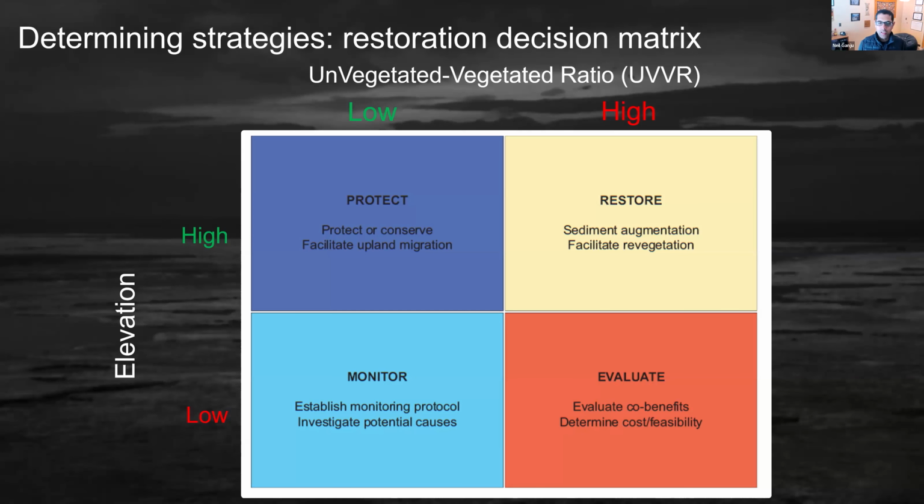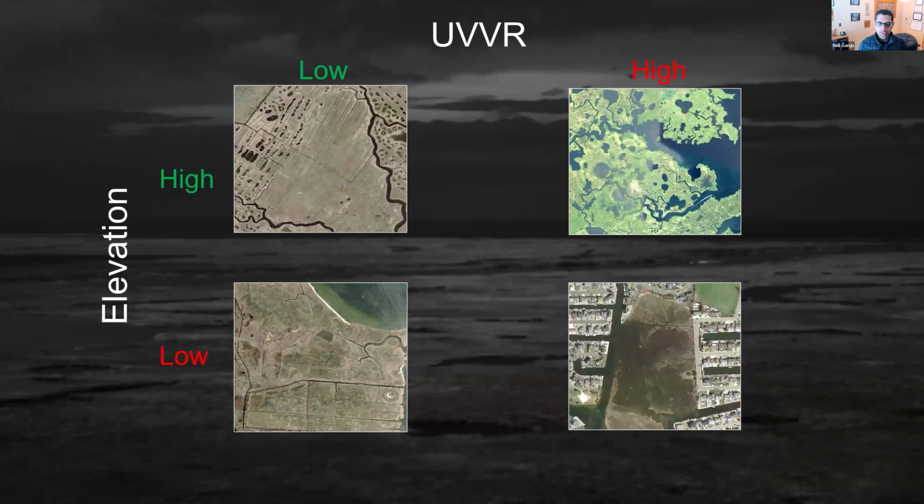And just visually, I should probably pick some new examples, but this is just an example from New Jersey showing what those kind of look like. Again, the most interesting one is the restore case where you have lots of open water, especially in New Jersey, lots of ditching, open water conversion, but in this location, relatively high marsh plain that's existing.